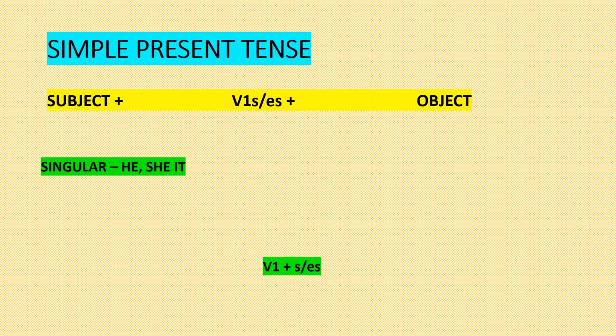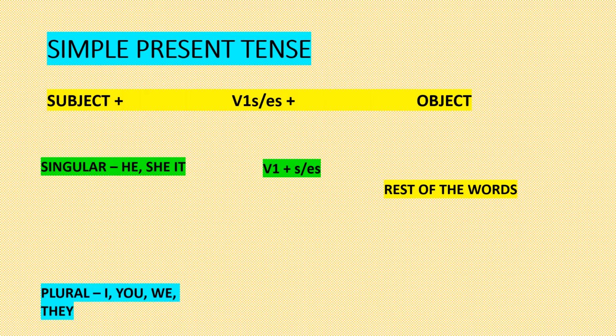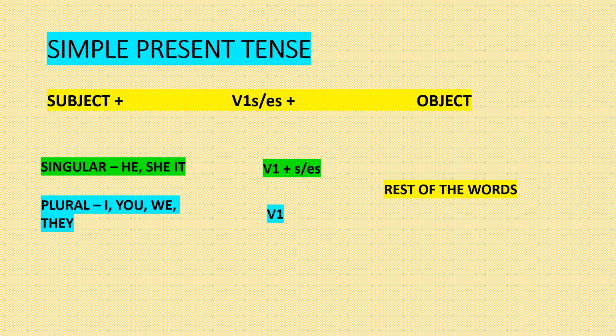So let's find out more about simple present tense. The simple present tense is one of several forms of present tense in English. The formula is subject plus V1 with S or ES with an object.